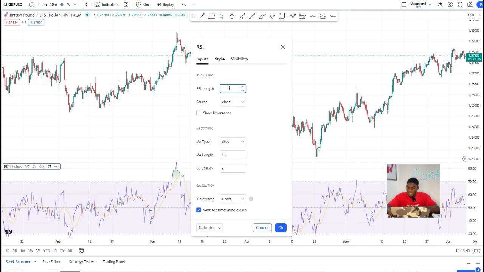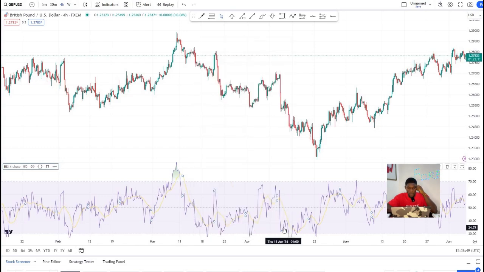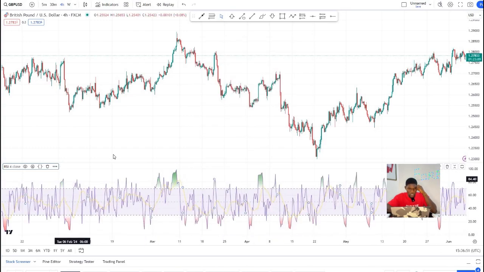So if you change this to, let us say 4. If I put 4, it will use the last 4 candles, and let us see what it's going to do. It's going to change. As you can see, our price is moving now. So it's using the last 4 candles to tell you this. Some people use 7, some people use 4, some people use 14, some people use 10, some people use 12, depending on what works for you.